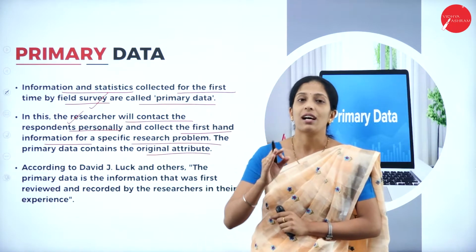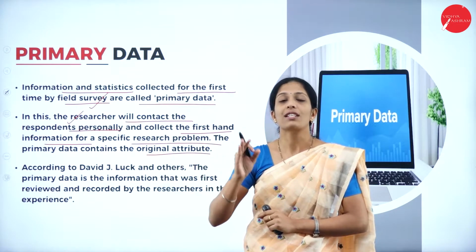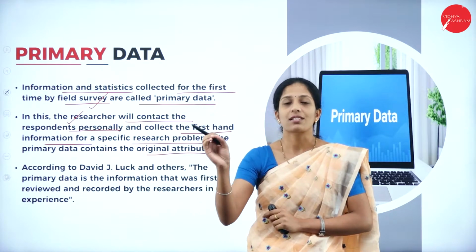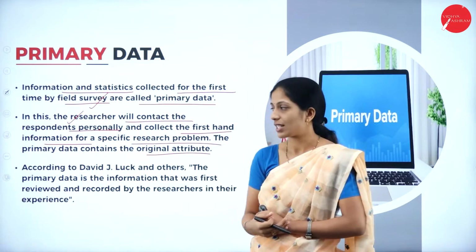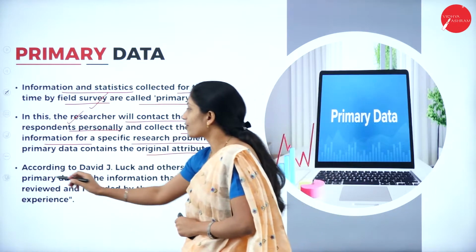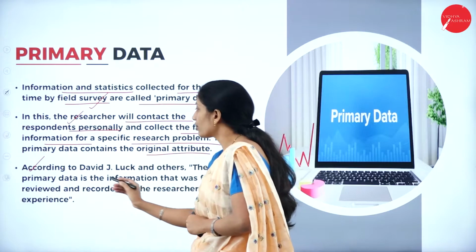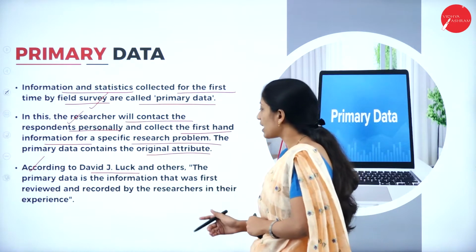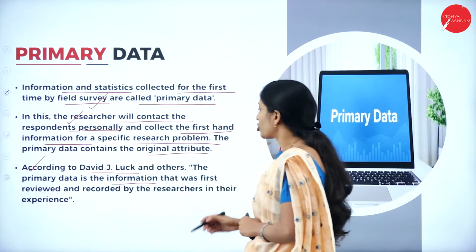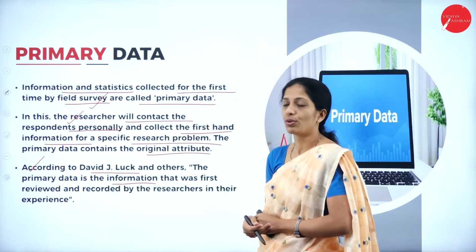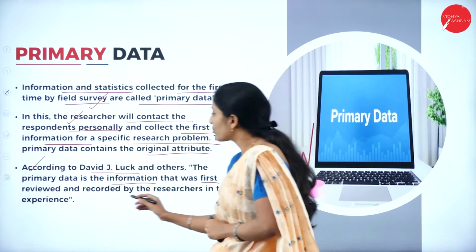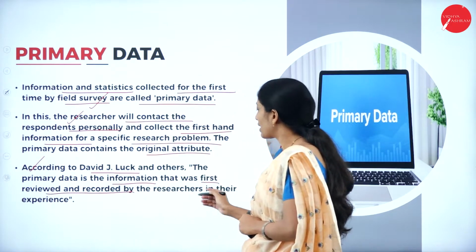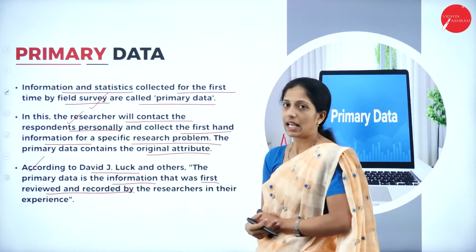So it is a data and it is also called as what? First-hand data, because it is collected by the researcher for the first time. So let us see a definition here. According to David J. Luck and others, the primary data is the information that was first reviewed as well as recorded by the researcher in their experience.